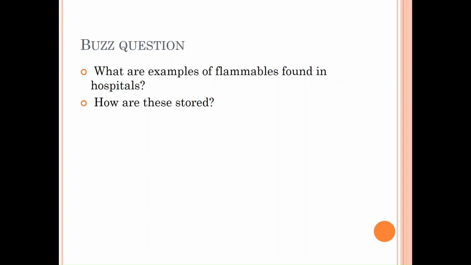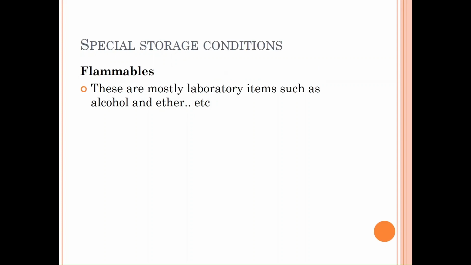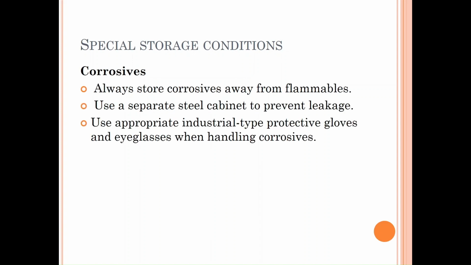So there is another quiz here. What are examples of flammables found in hospital? Any that you have, you can put them down, and how are they stored? Put that down in writing, and then we shall confirm whether what you wrote was right. So outline some examples that you know of flammables that we have in the hospital. 2 minutes. Okay. So we see that the flammables are mostly laboratory items, and those laboratory items contain alcohol and ether.